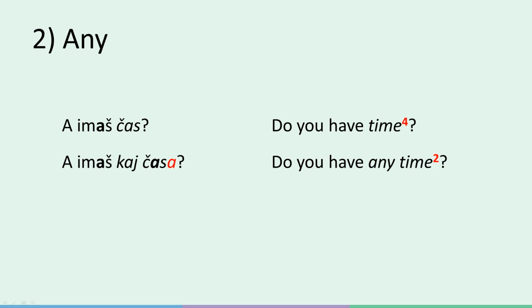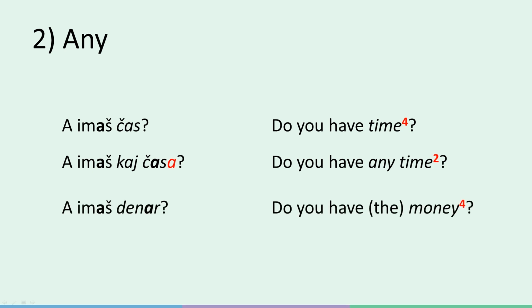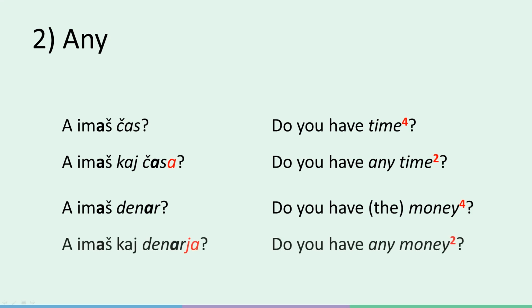Replacing time with money, we get a imaš denar, which means do you have money or do you have the money, depending on the context. Just like in the first sentence, denar is an object and takes the accusative. Simple enough. However, when saying any money, we have to use the genitive, just like we did with our time example. Again, think of it as any of money if that helps you remember to use the genitive here.